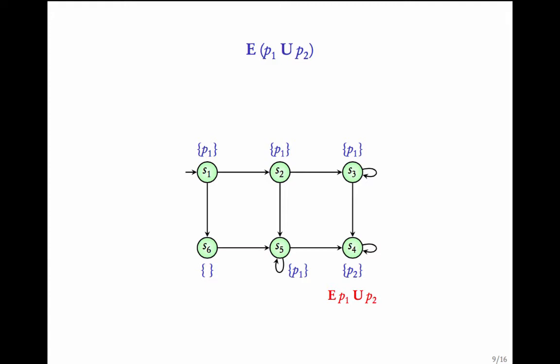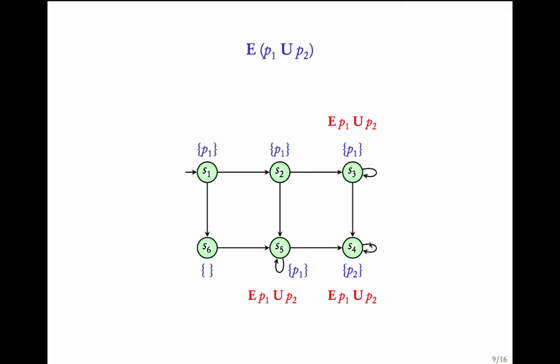Now what? Look at the incoming transitions to S4: S5, S3 and S4. In these incoming transitions, if the state satisfies P1, then label those states with E of P1 until P2 as well. S5 satisfies P1 and there exists a path which satisfies E of P1 until P2. So S5 satisfies E of P1 until P2 as well.